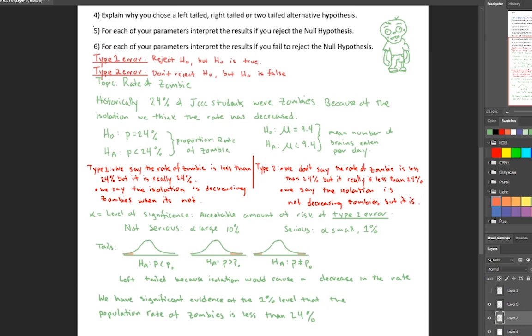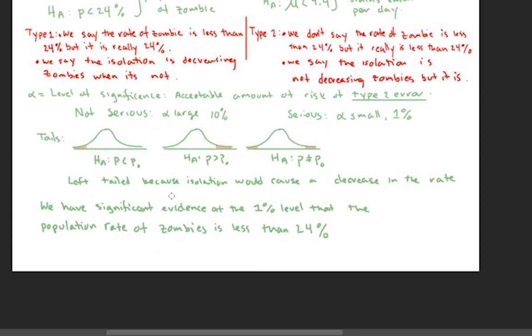Questions 5 and 6, in retrospect, I don't know if I really needed to make these two separate questions. What you're asked to do is basically just interpret the results here. So we just need to write some kind of technical conclusion, and I've done that here. We have significant evidence at the 1% level that the population rate of zombies is less than 24%.